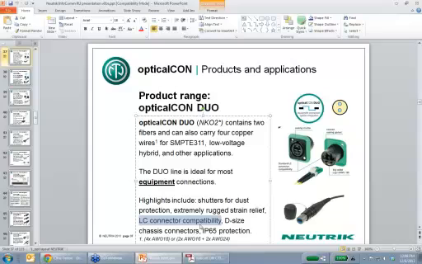With opticalCON Duo, you can even plug LCs into the front. So you don't need to use the rugged cabling. You can use this inexpensive cabling to patch the stuff up. And I can give you an example of this.